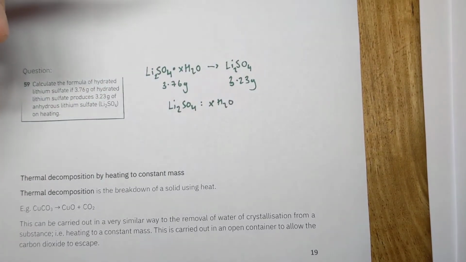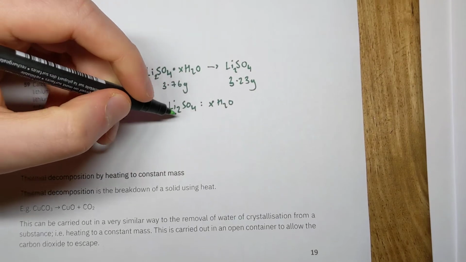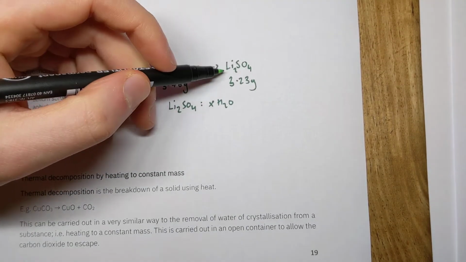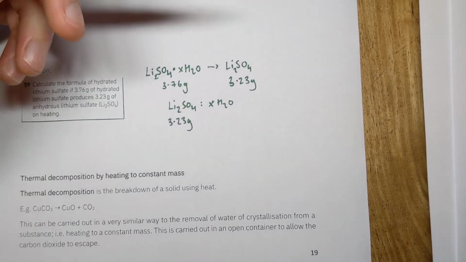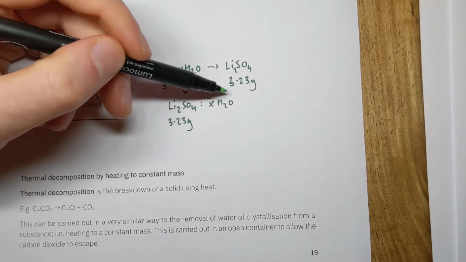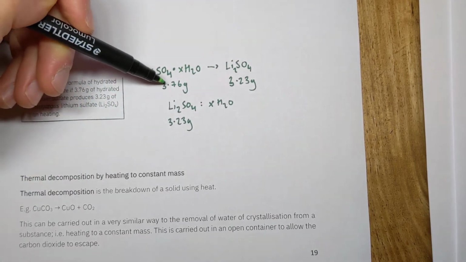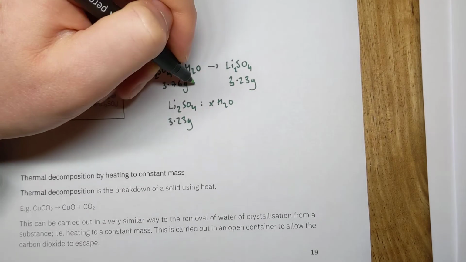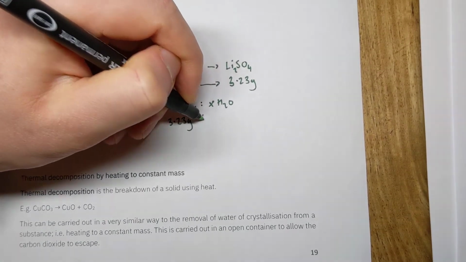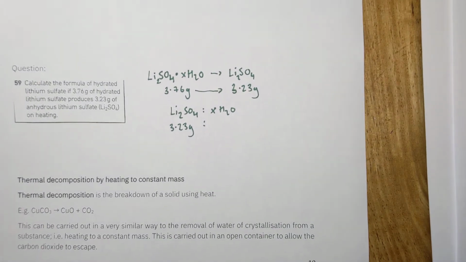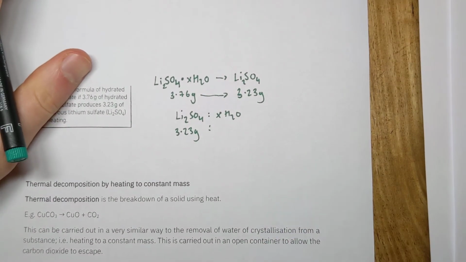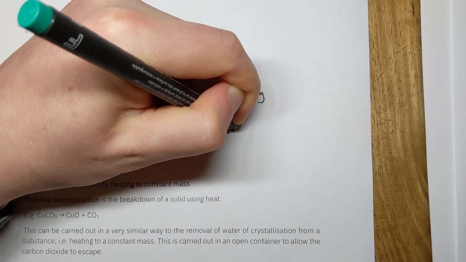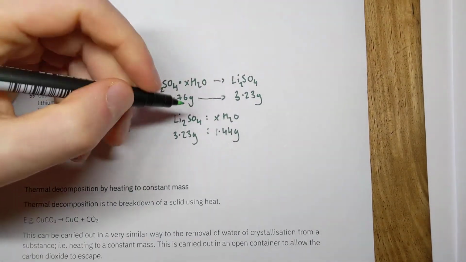First step is working out the masses of each. The mass of lithium sulfate within that compound must just be what I had left over once I got rid of the water, 3.23 grams. The mass of the water must be the amount I lost, because it's gone from 3.76 down to 3.23. It's got lighter by a certain amount when I lost the water. Therefore, the water that I lost must be those two numbers subtracted from each other. I'm just going to go to my working out here, which ends up being 1.44 grams.